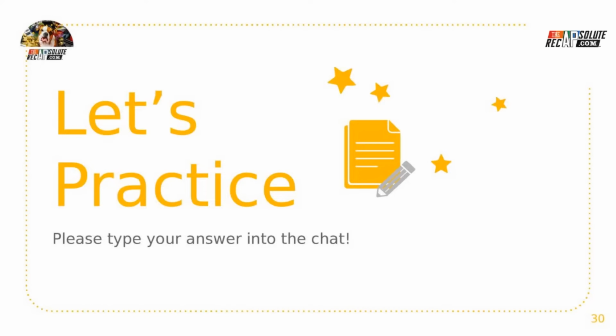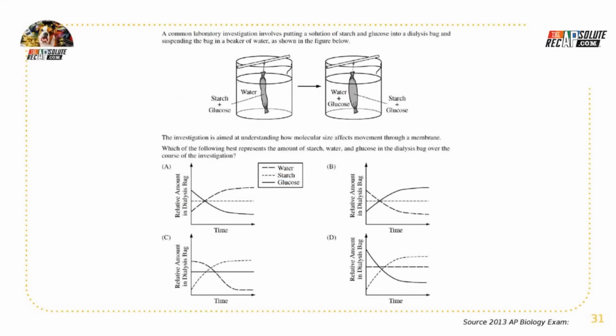All right, time to practice. As I pull up the question, I'm going to take a peek at the chat and see what I missed as we go through. So here we have starch and glucose with water. This is actually a really, really common lab that is done, trying to see how a fake cell, right, will change depending upon the certain conditions.